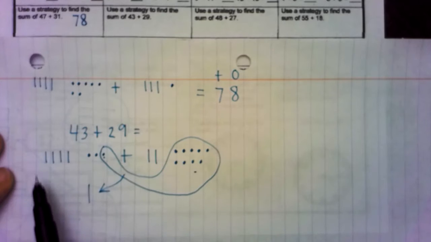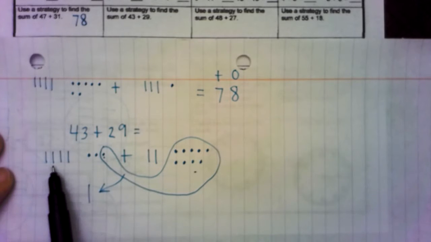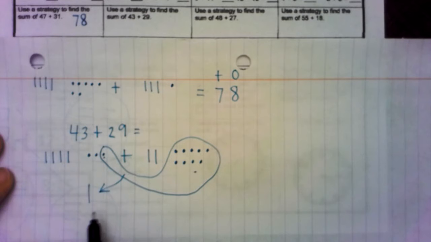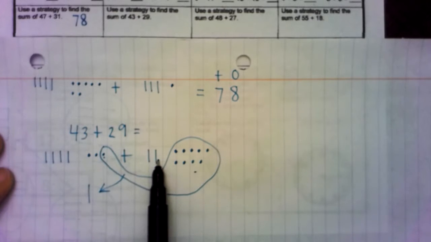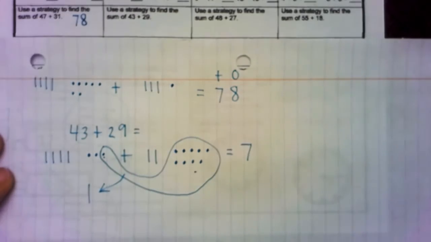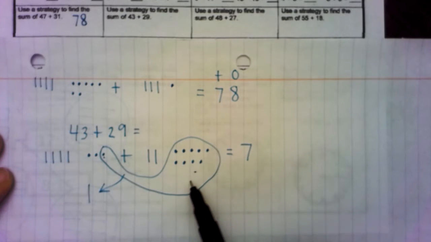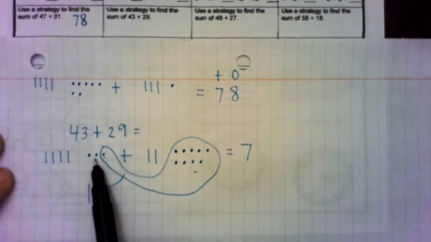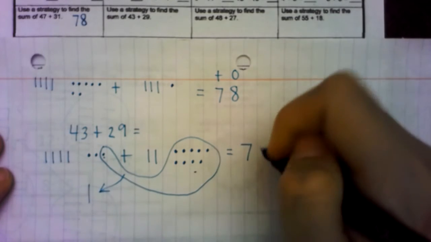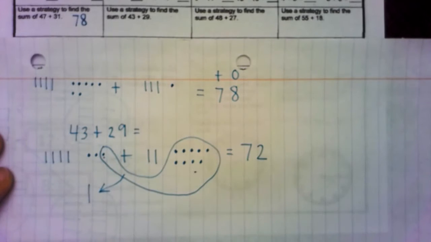Okay, so now let me count. How many 10s do I have? 1, 2, 3, 4, plus this new one that I made, 5. And I still have these up here. So 5, 6, 7. So now I have 7 10s. Let me see how many ones I have left that I didn't use to make a new 10. So over here, I have 2 ones left that I did not use to make a new 10. So 43 plus 29 is 72.